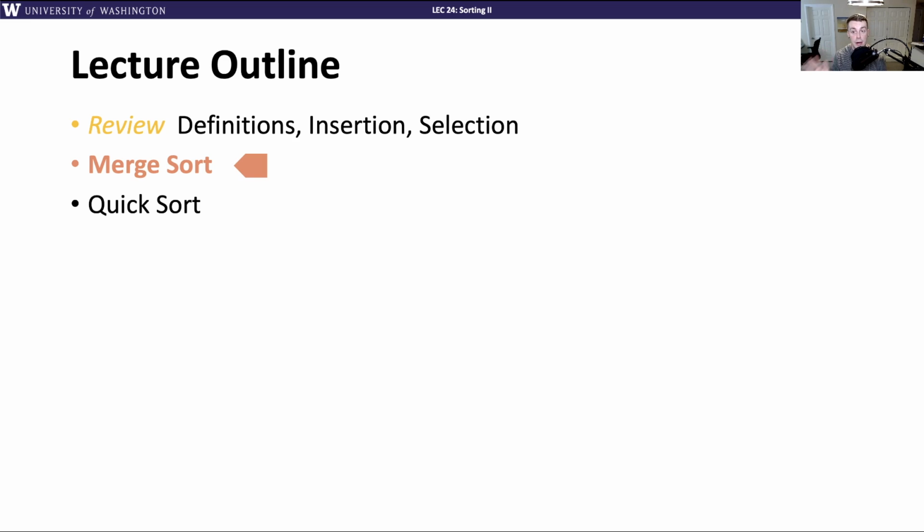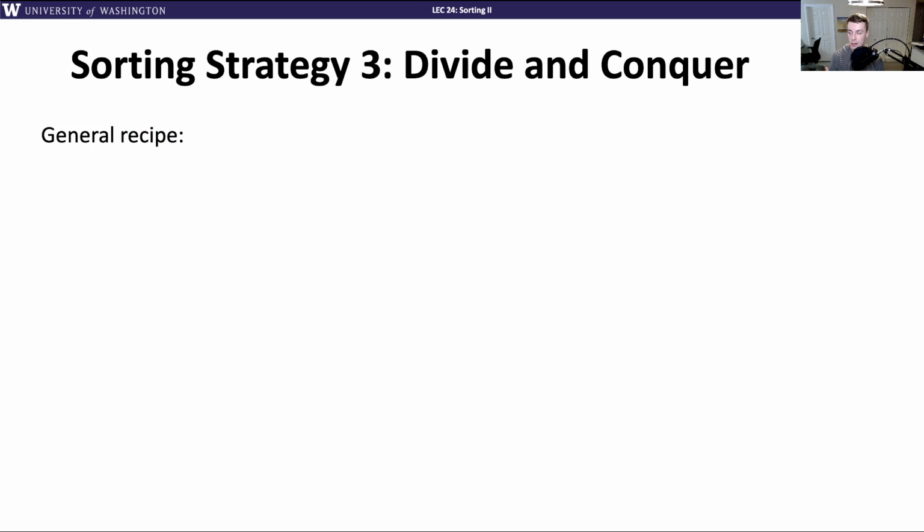We talked about the iterative improvement strategy, the imposing structure strategy of using heaps. And now I want to talk about a completely different strategy that's going to underlie both these new sorting algorithms we're going to talk about, merge sort and quick sort. So in the rest of this video, we're going to highlight what this new strategy is and describe the merge sort algorithm. And in the next video, we'll talk about what the quick sort algorithm is.